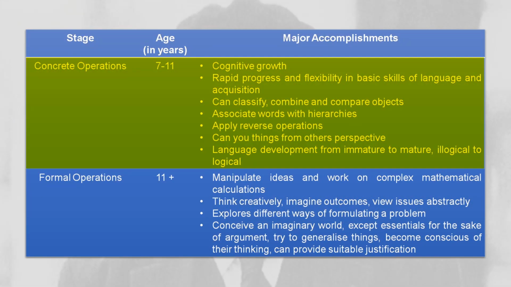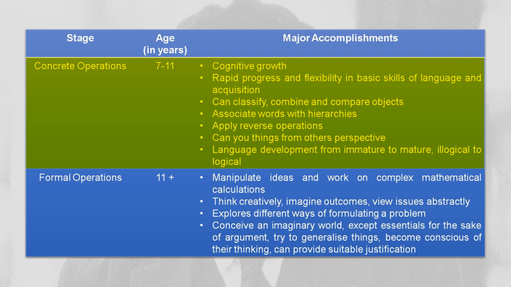The third stage is the concrete operations stage, characterized by cognitive growth between 7 to 11 years of age. Basic skills of language and acquisition show rapid progress and flexibility. Children can classify, combine, and compare objects, which are prime characteristics at this age. He can also deal with words and associate them with their hierarchies, such as rose, bud, flower. At this age, the child is more aware than in the previous stage, and by now, he can clearly apply reverse operations. In mathematical terms, what can be added and subtracted are easily workable for him. They can also work with dimensions simultaneously. The child can also classify objects based on their common characteristics by this age.